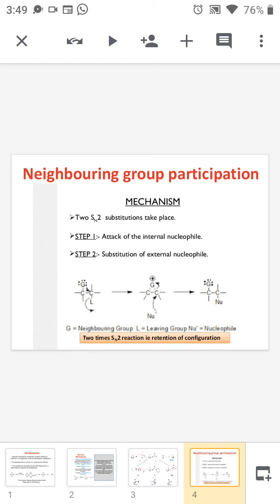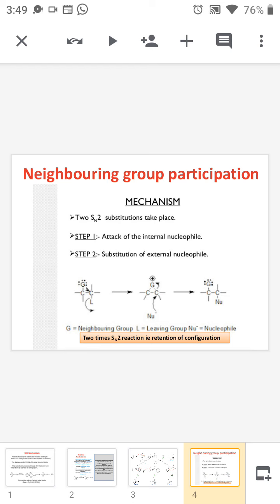Now this donating group will act as an internal nucleophile and form a 3-membered transition state. After that, the actual external nucleophile enters the reaction medium, opposite to the active involvement of the neighboring group. The rate of the reaction is enhanced, and the configuration is retention of the configuration. These are the basic characters of neighboring group participation.